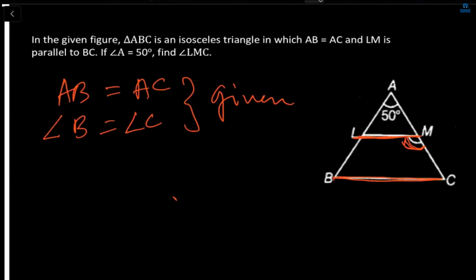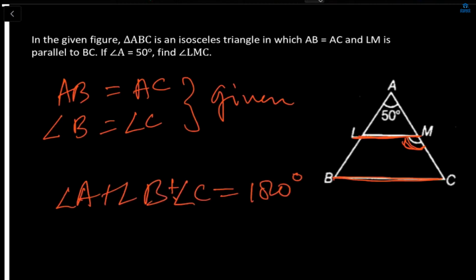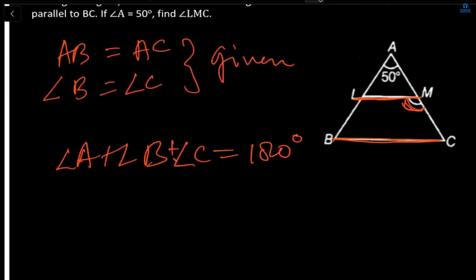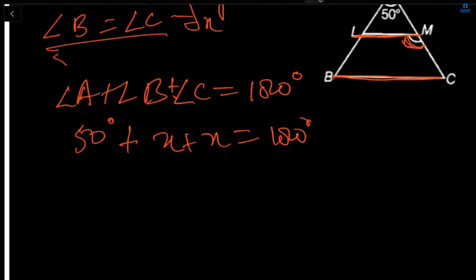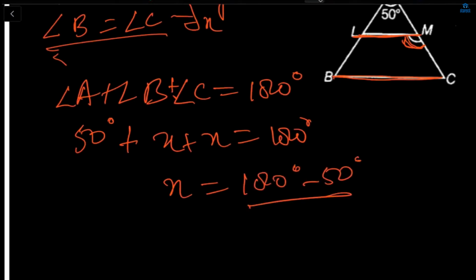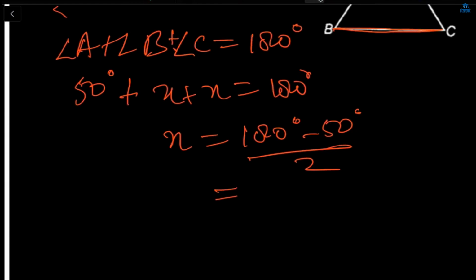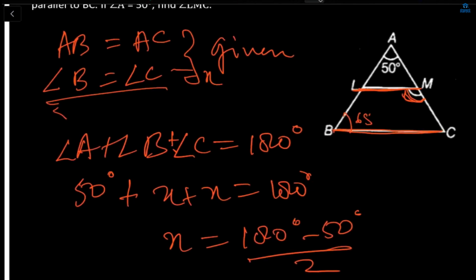Now, we already know that angle A plus angle B plus angle C will be equal to 180 degrees. We have already seen this theorem. Angle A is given as 50 degrees, and since it is an isosceles triangle, angle B is equal to angle C, which you can assume to be X. So X plus X plus 50 is equal to 180 degrees. So the X value will be (180 degrees minus 50 degrees) divided by 2. What will it be? It will be equal to 65 degrees. Yes or no? 130 divided by 2 will be 65 degrees. So angle B is 65 degrees and angle C is 65 degrees.